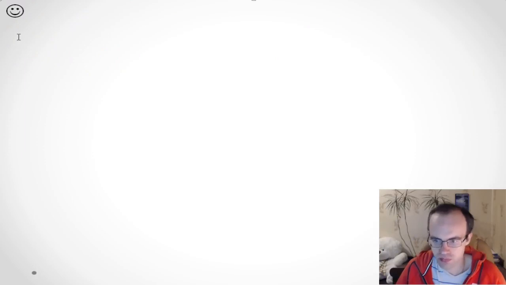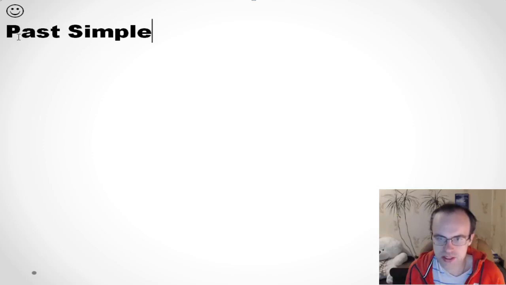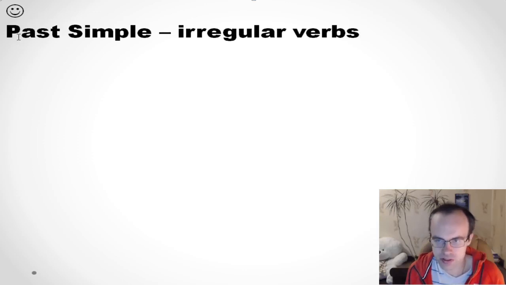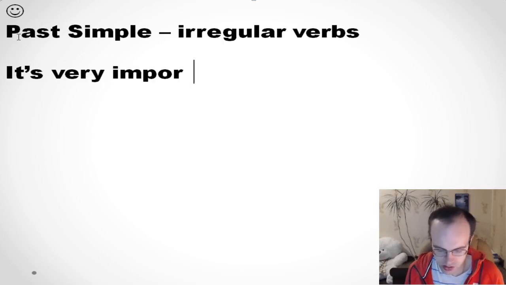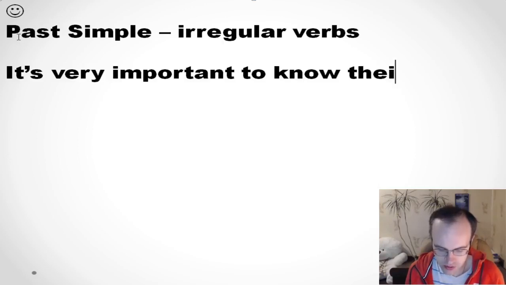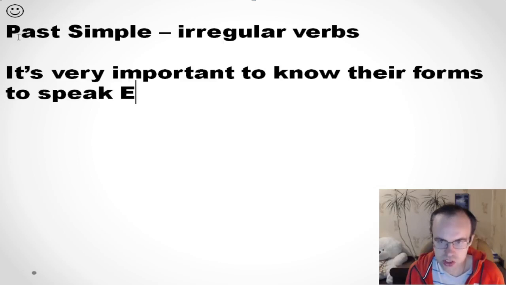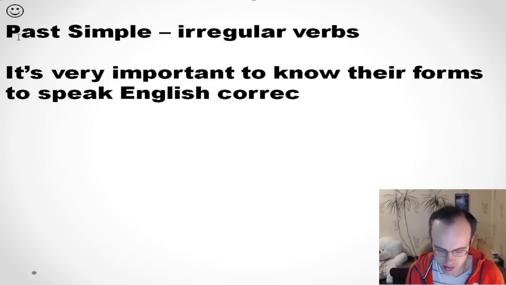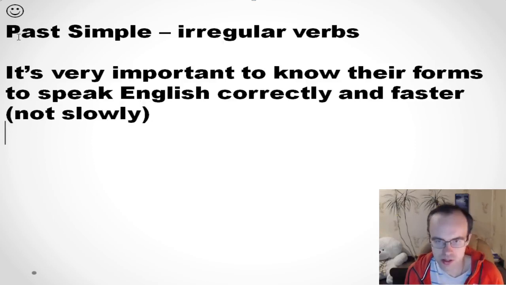Okay, let's talk about past simple. Let's talk about irregular verbs. It's very important to know their forms to speak English correctly and faster. Faster, it means not slowly. Okay. Good.